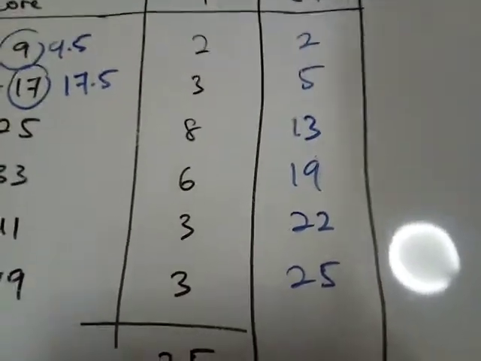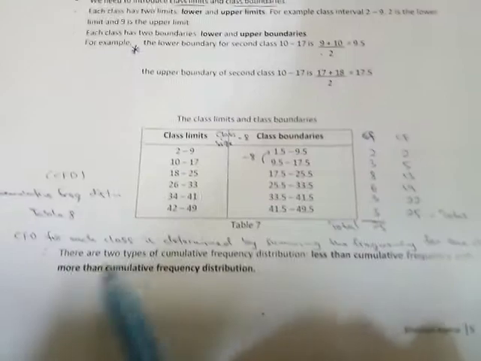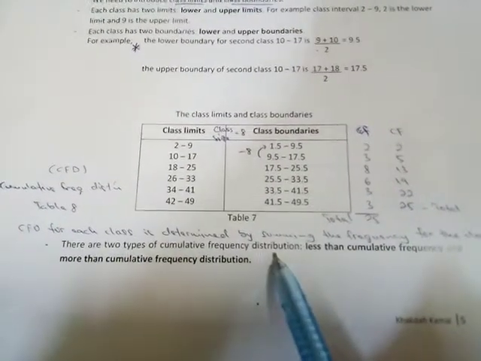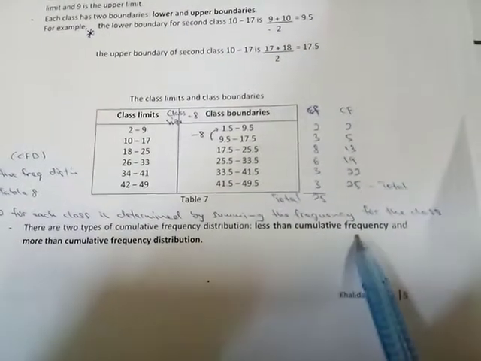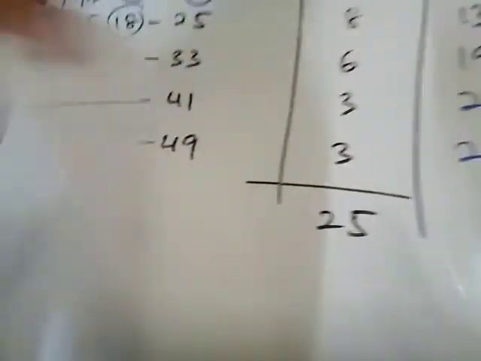Okay, so definisi CF. But awak tengok pada notes, there are 2 types. There are two types of cumulative frequency distribution. Okay, less than cumulative frequency and more than cumulative frequency. Okay, apa itu less than cumulative dengan more than? Apa beza dua tu? So, tengok pada note sebelah.